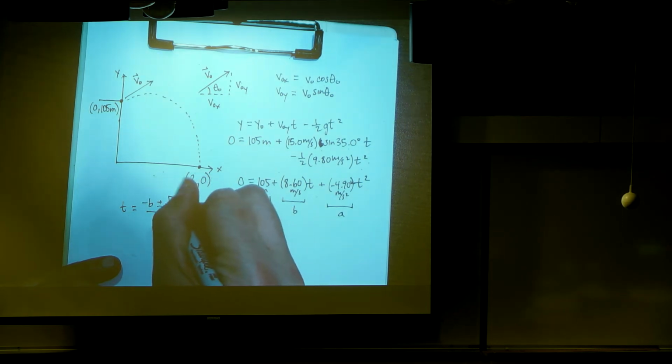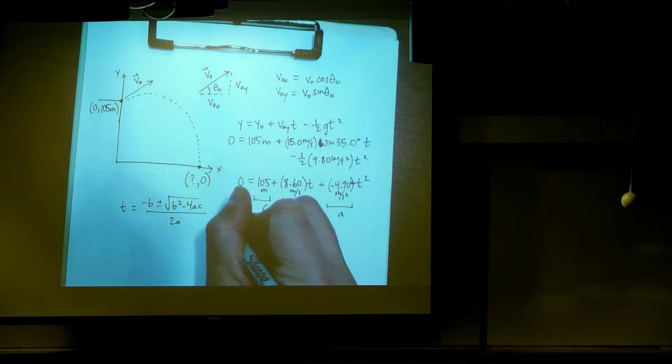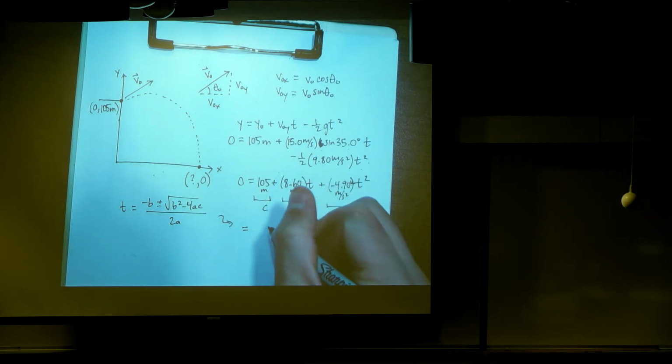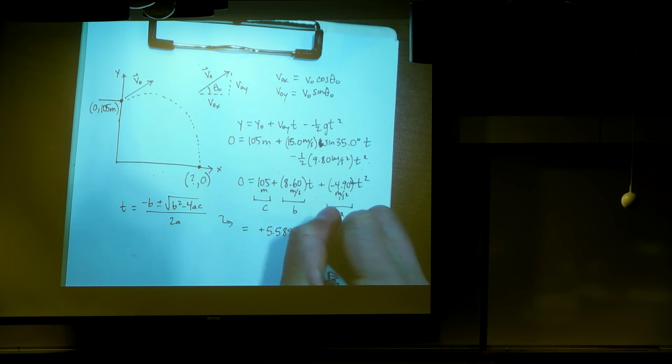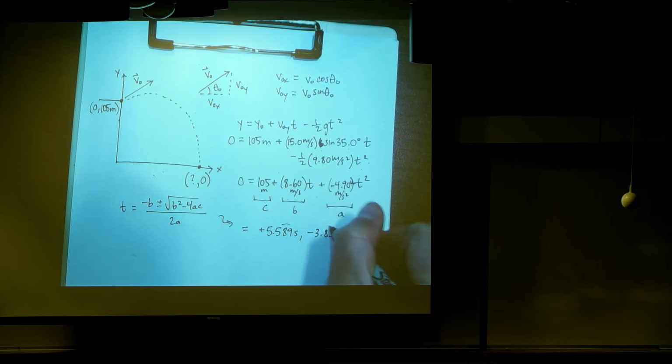So for this quadratic, we put the numbers in, and here are the two solutions we get. One of them is positive 5.589 seconds. The other is negative 3.834 seconds. So how long does it take to land?